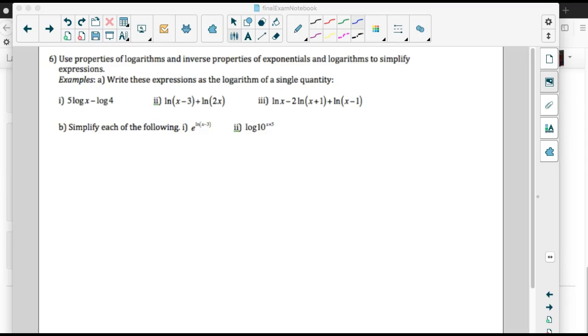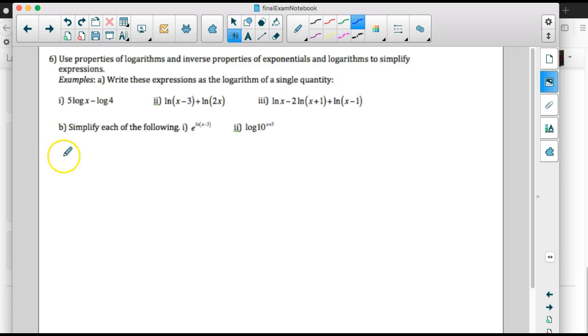It says use properties of logarithms and inverse properties of exponentials to simplify expressions. So we're supposed to write these three expressions as one single logarithmic quantity. So first step is to put any value that's in front of the log. So for 6i, actually a letter I, we have 5 log x minus log 4.